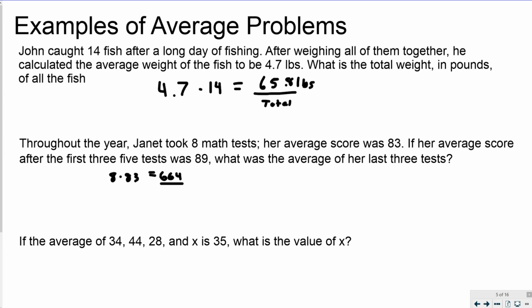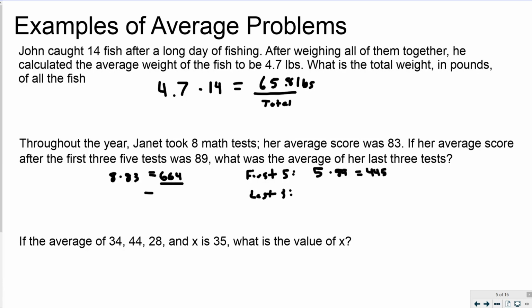We're going to do the first 5 here, and then we're going to do the last 3 separately. The first 5 times 89, because her average score after the first 5 tests was an 89. 5 times 89 is 445. So she scored 445 of those points on the first 5.